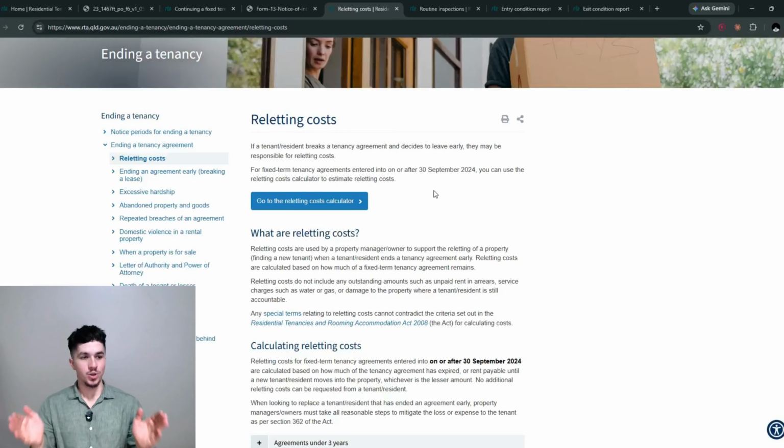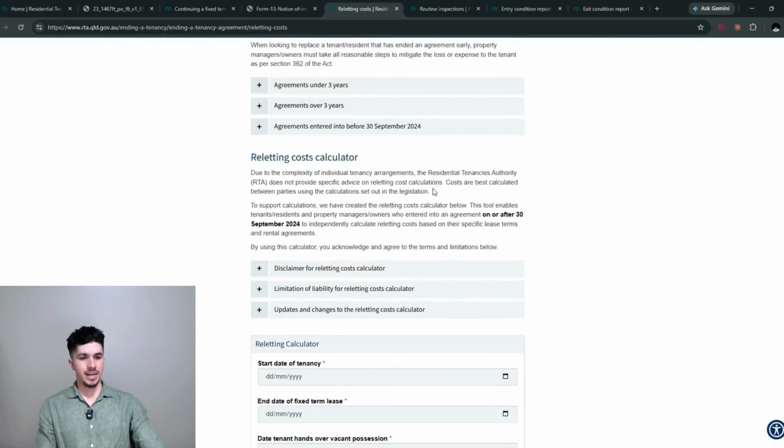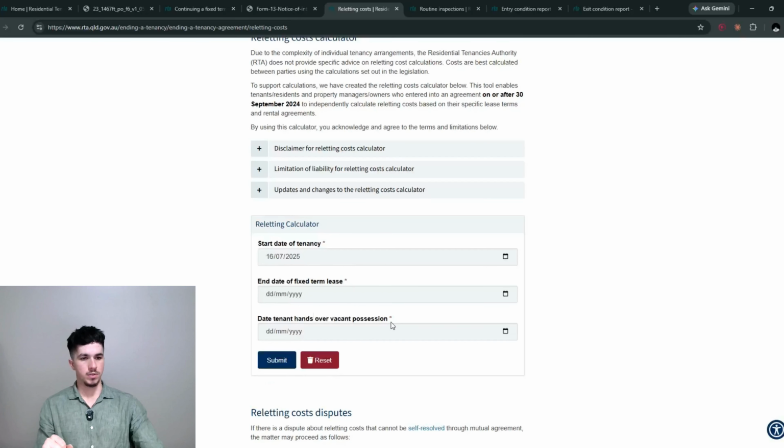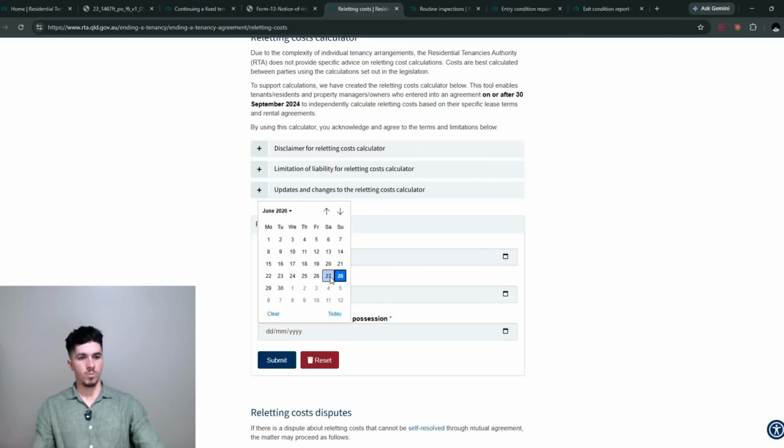That means you have to pay for the letting fee from the agency, the advertising fee, and probably some vacancy period if we go down to the reletting cost calculator. Let's say the tenant's lease started on the 16th of July 2025. Let's say their lease ends on the 16th of July 2026. Right now, we are the 28th of June at the time of recording this video.